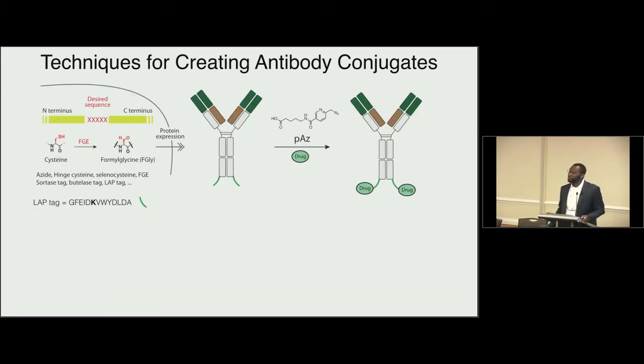So there are many ways of doing this. There's the site-specific methods and there's the random conjugation methods, or at least I'll call them statistical conjugation methods. We'll go through the site-specific method first.